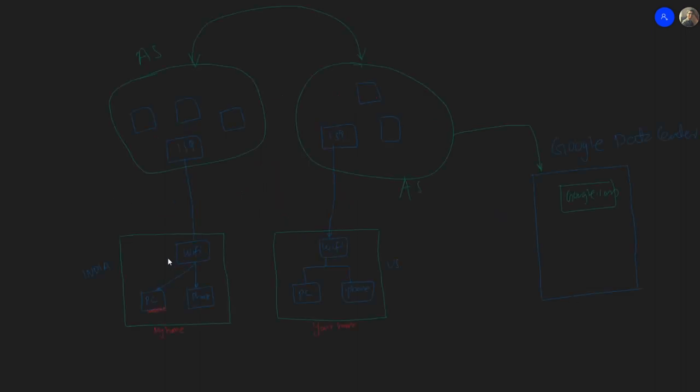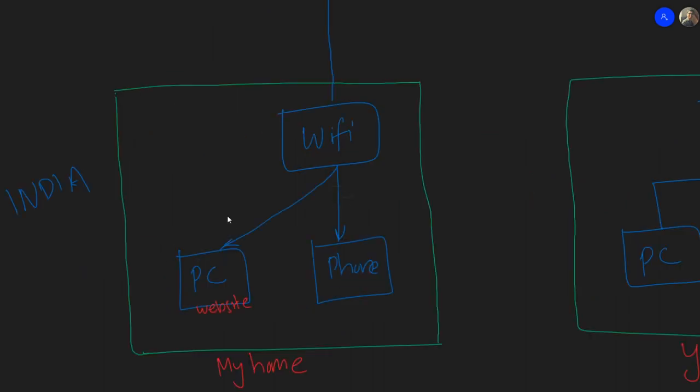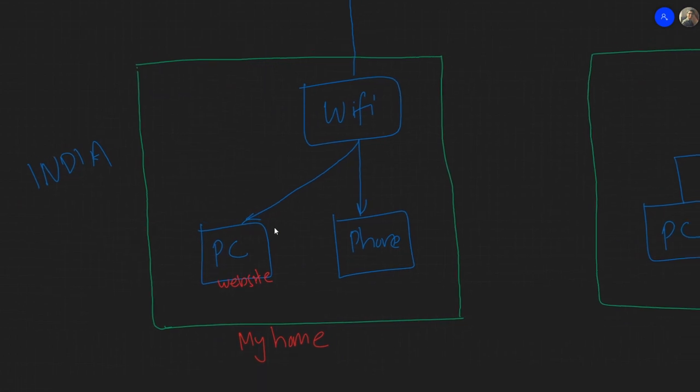Back to our network, we need to talk about a few more things. IP addresses and port numbers. We have a network here and it has a bunch of devices connected together. We need some way to identify each of these devices uniquely. That's where we use IP addresses. Let's say our Wi-Fi router has 192.168.1.1 and our desktop PC has 192.168.1.2 and our phone has 192.168.1.3.